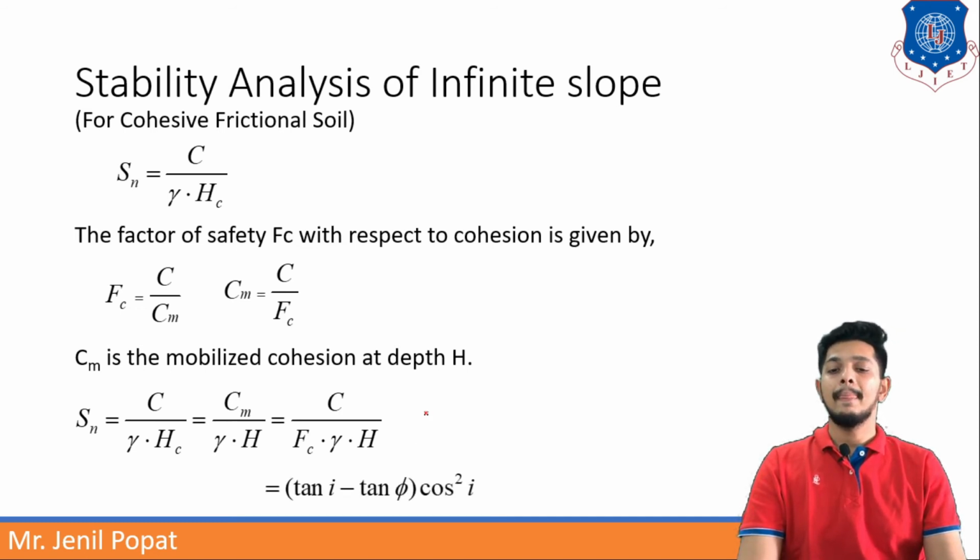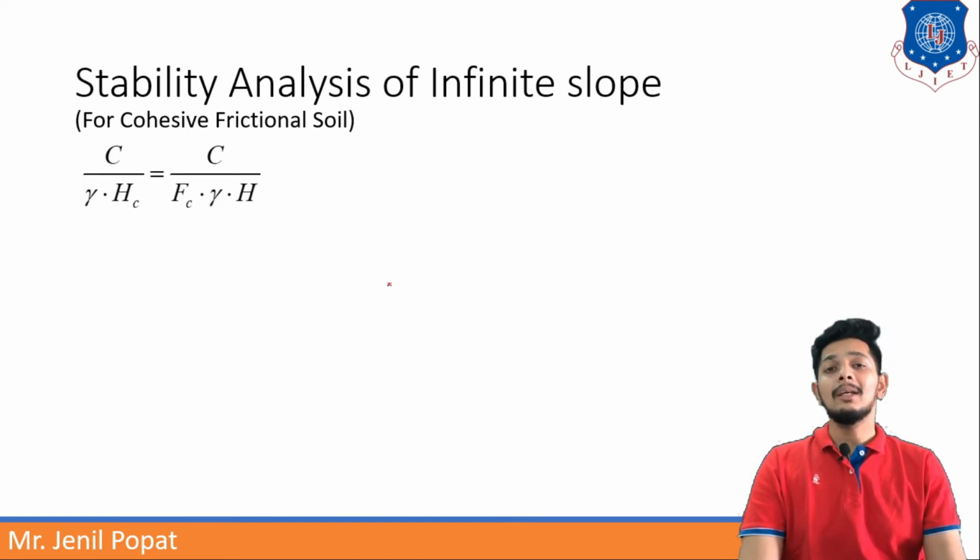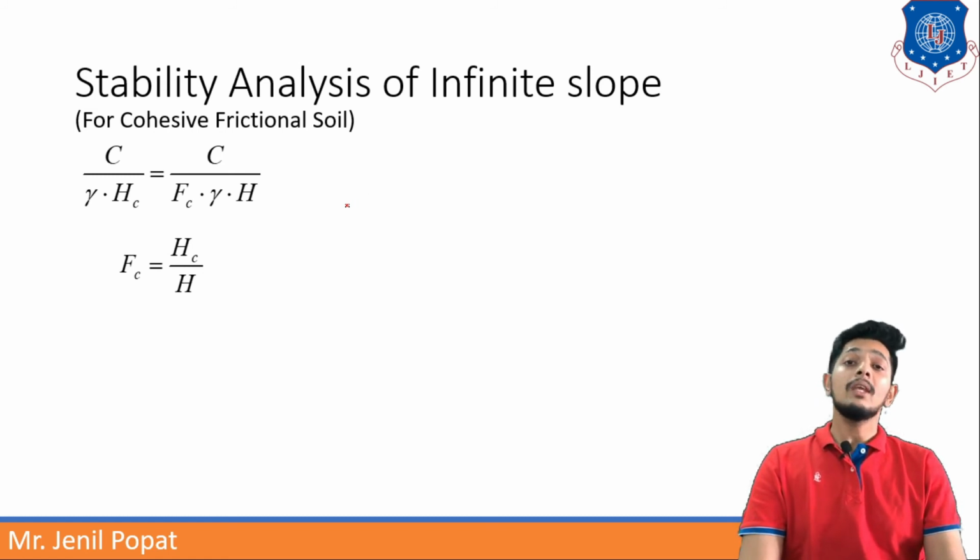Moving forward, now we can write this equation in terms of tan I and tan phi from the previous slide. Tan I minus tan phi into cos square I, that is the stability number we have assumed. Now it can also be compared mathematically as c upon gamma into hc is equal to c upon Fc into gamma into h. From that we can derive a very simple but basic equation, that is Fc is equal to hc upon h. Now it includes cohesion and critical height both. So it is very important for numericals. Fc is equal to hc upon h.